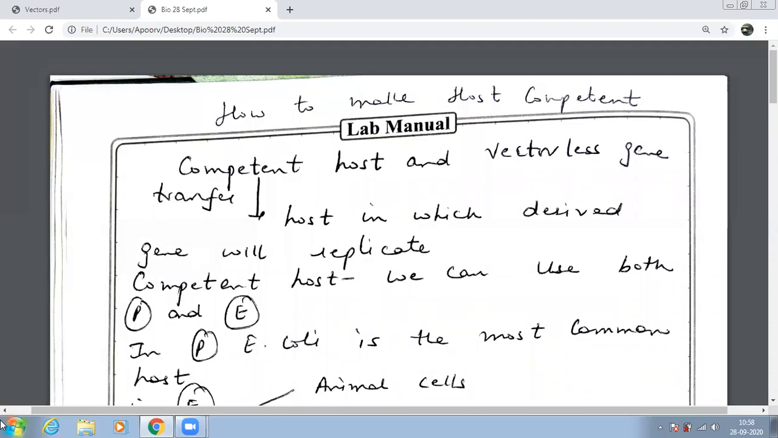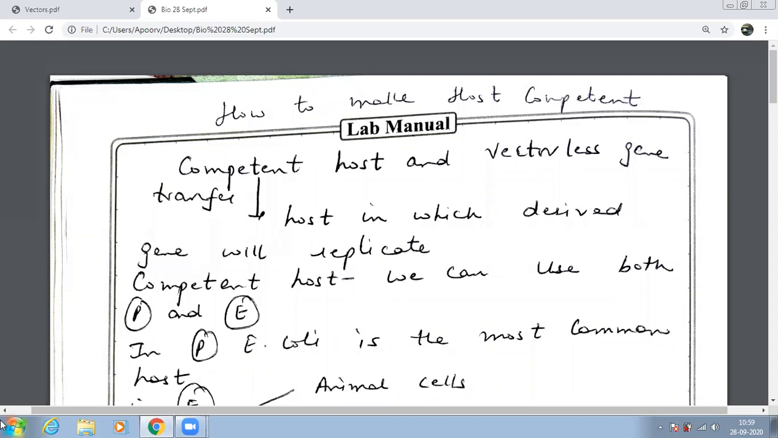Competent host. Competent host means the host in which your desired gene will replicate. In all hosts, if you insert your gene of interest, वो replicate नहीं करेगी. It will replicate only in some hosts. Such hosts are known as competent hosts. So when I use the word competent host, it means the host in which your desired gene will replicate. Clear, everybody? Tell me what is a competent host? A host in which the desired gene will replicate.